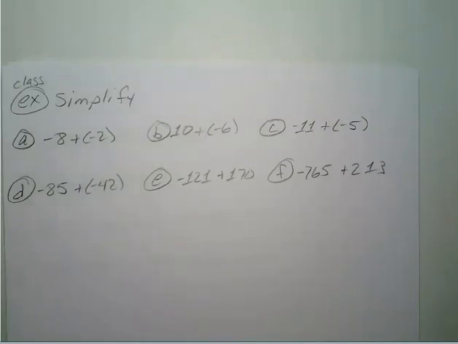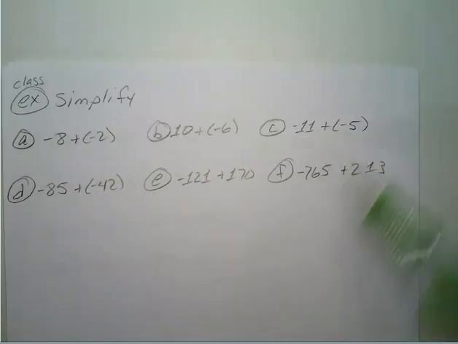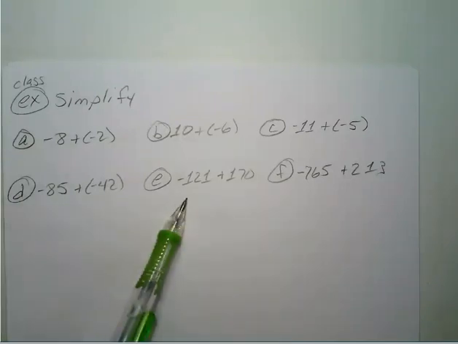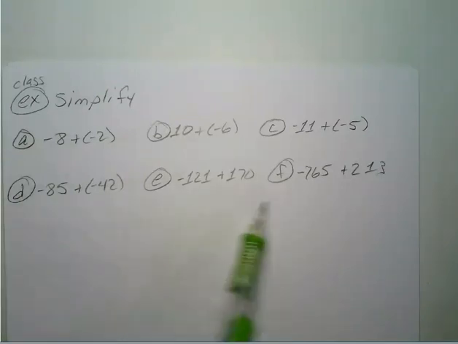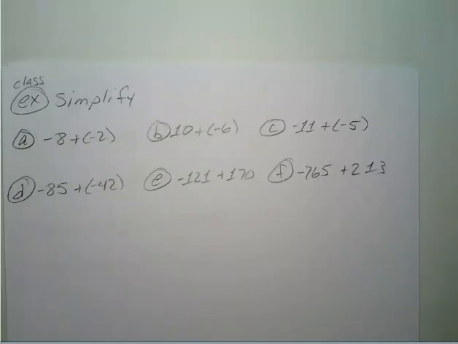Okay. So what if we wanted to simplify? You may hear it say simplify, solve, evaluate. It all means the same thing. So for A, you have -8 plus -2. B, 10 plus -6. C, -11 plus -5. D, -85 plus -42. E, -121 plus 170. And F, -765 plus 213. So what I want you to do is press pause and solve each one of those on your own.